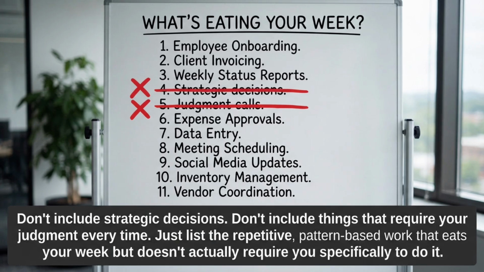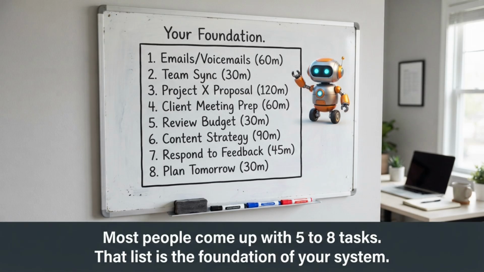Don't include strategic decisions. Don't include things that require your judgment every time. Just list the repetitive, pattern-based work that eats your week but doesn't actually require you specifically to do it. Most people come up with 5 to 8 tasks. That list is the foundation of your system.